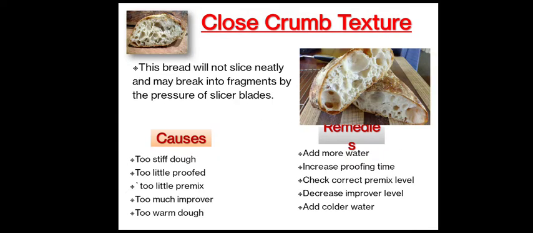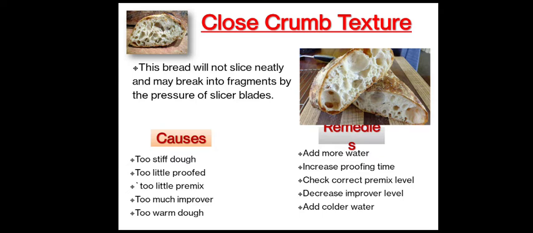Next is close crumb texture. This bread cannot be sliced neatly and may break into fragments by the pressure of slicer blades. Here are some causes. First cause is too stiff dough. Next is too little proofing, too little premix, too much improver, too bran dough.